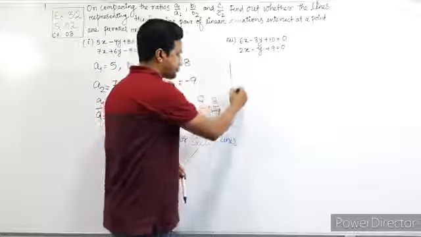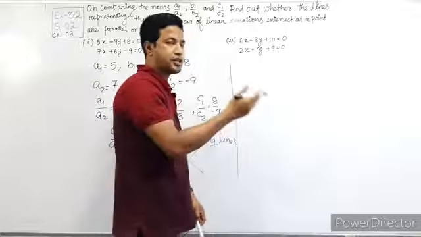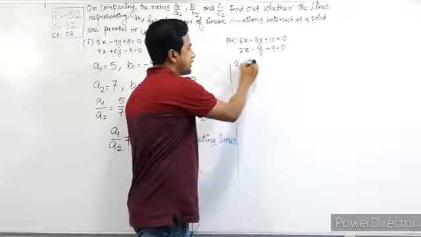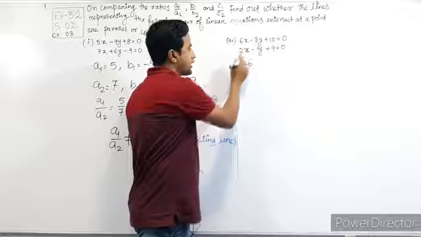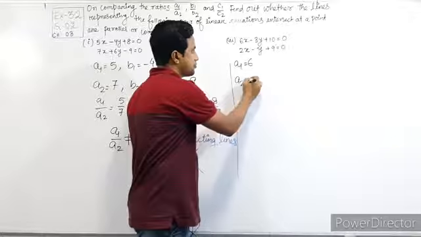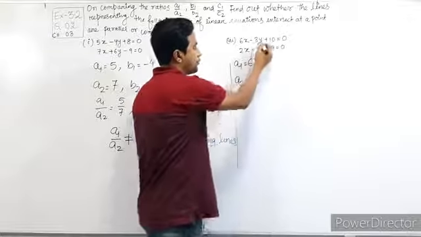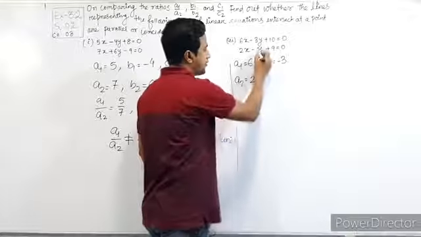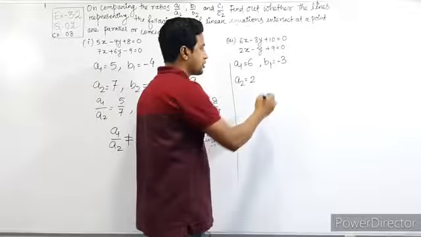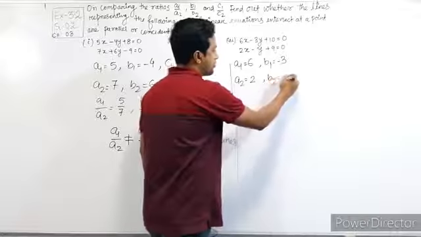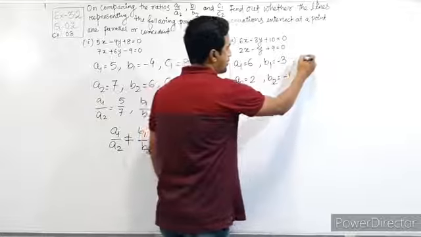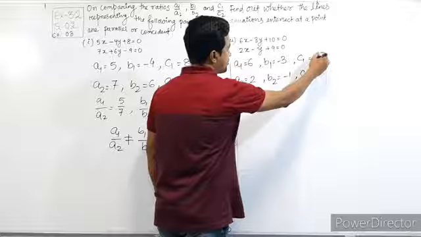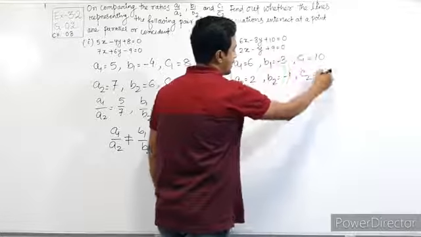In second question, we are going to again find out. Here the coefficient of x is your A1, that is your 6. Here coefficient of x is 2, that is A2. Now, coefficient of y is your minus 3, that is B1. Then here nothing is there, means that is 1, so B2 is equals to minus 1. Let's go to the C1 and C2. So, the C1 is your 10 and C2 is your 9.